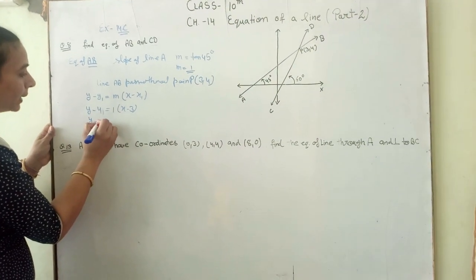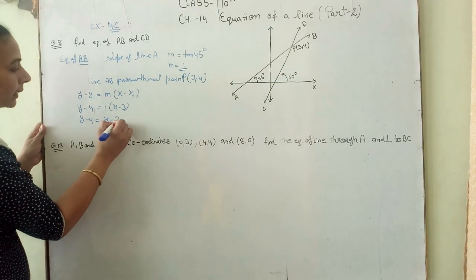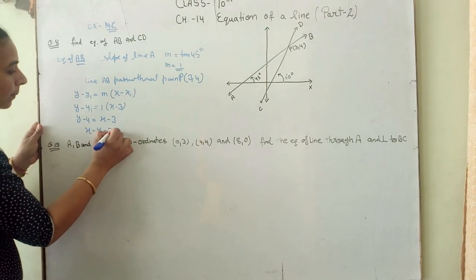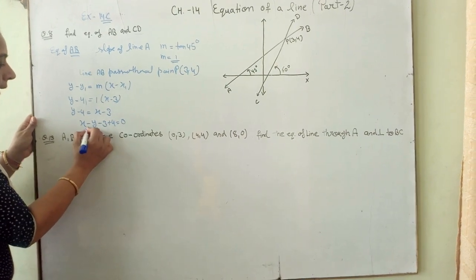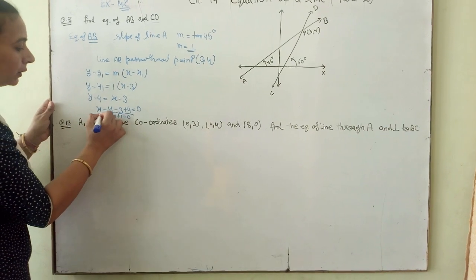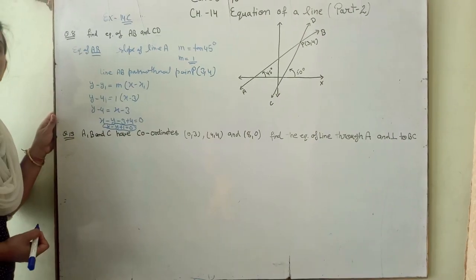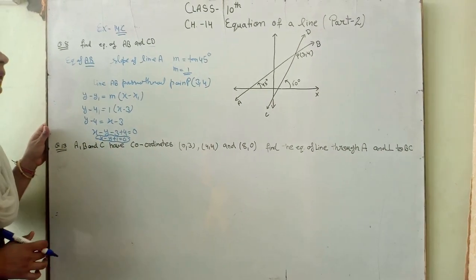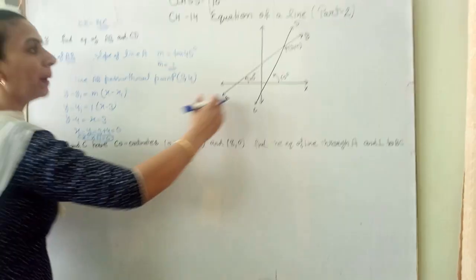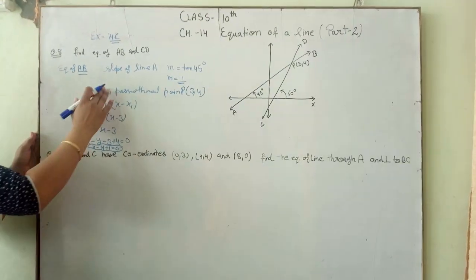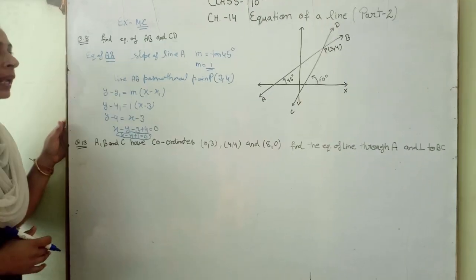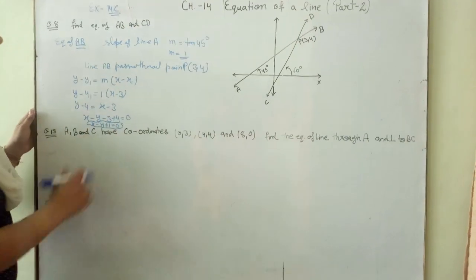Then y minus 4 equals x minus 3. X minus y minus 3 plus 4 equals 0. Then x minus y plus 1 equals 0. This is the equation of line AB, because line AB makes an angle of 45 degrees and passes through point P. Here we use the second type, the point slope form. Again, we find the equation of line CD.